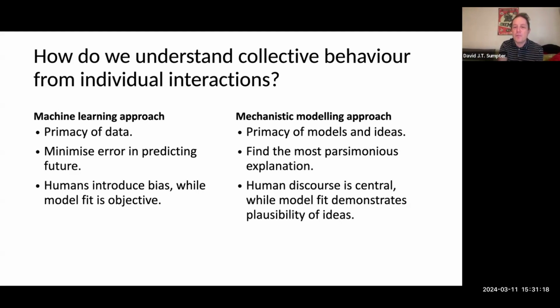And this differs from the mechanistic modeling approach, which I've talked about. Basically, there I've just had ideas about how football works. I've come up with this pitch control idea, or the Barcelona guys have come up with this pitch control idea, and we've used it to find parsimonious explanations of how football works. And in that, as I said, human discourse, talking to the coaches, working together with them, is what is central to the activity. It's not minimizing some function. It's actually that talking and that discussion around ideas, which is really, really central. So those are the two differences between the machine learning and the mechanistic modeling approaches.